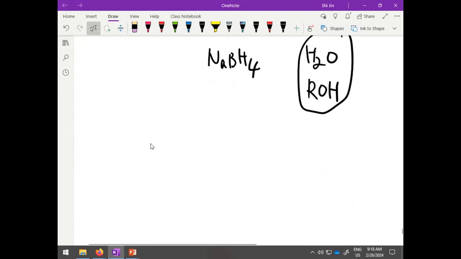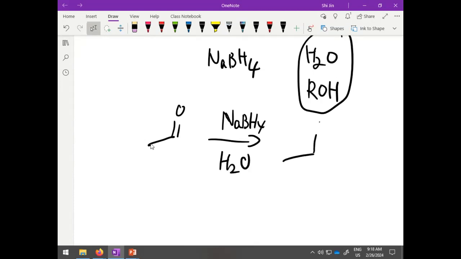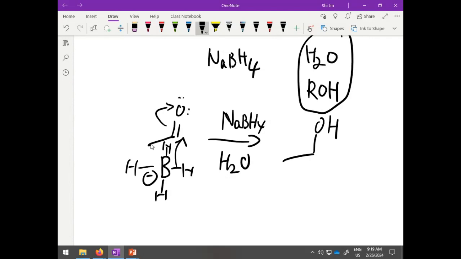You can actually mix sodium borohydride with an aldehyde, let's say this one, and the water. This can reduce the aldehyde into an alcohol. So why do you need a solvent? Because if you look at it mechanistically, sodium borohydride is negatively charged, and it will donate a hydride to the carbonyl group, and that is usually considered the rate limiting step.